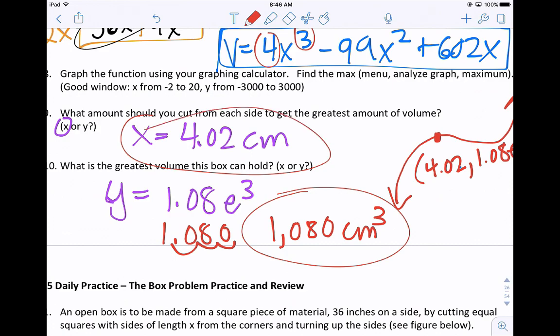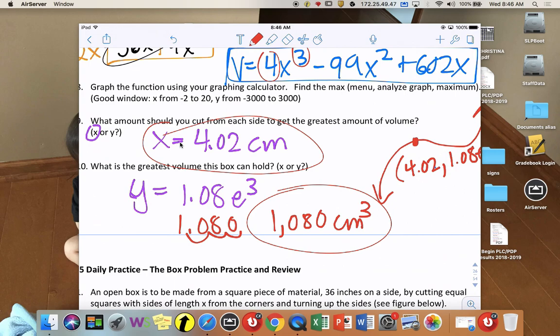All right, so that's how you can use a higher degree polynomial to find the maximum amount we can cut out and the maximum volume.